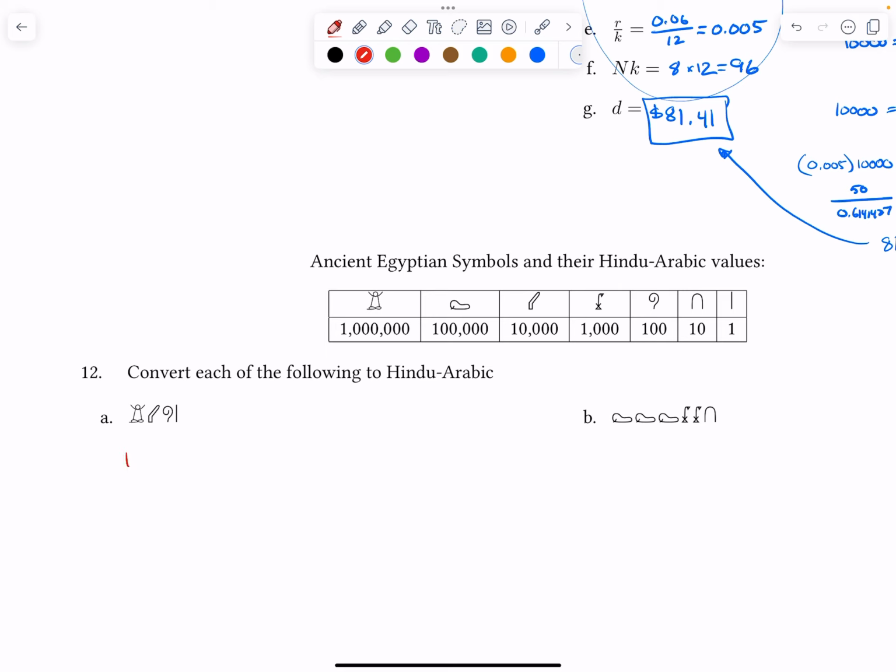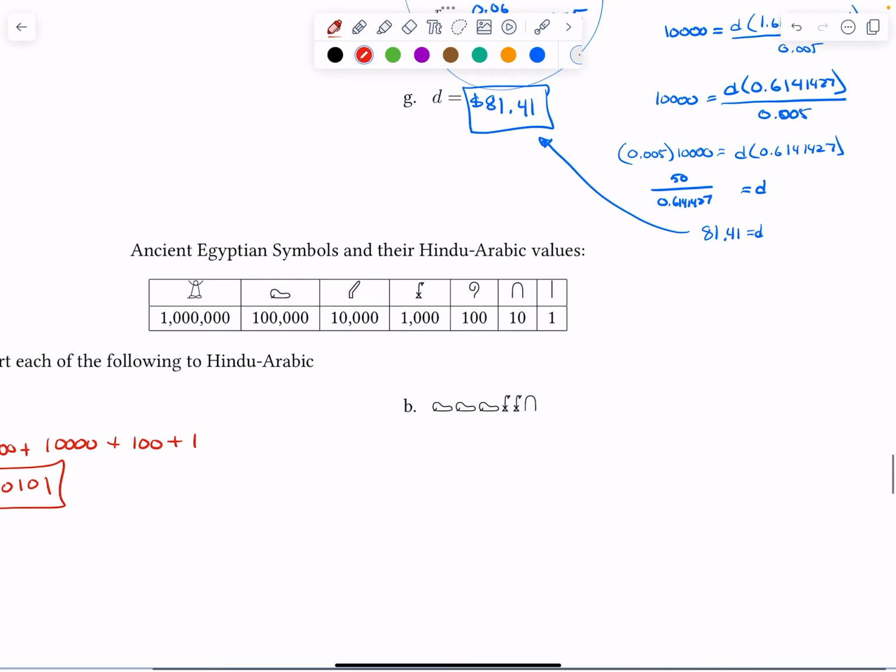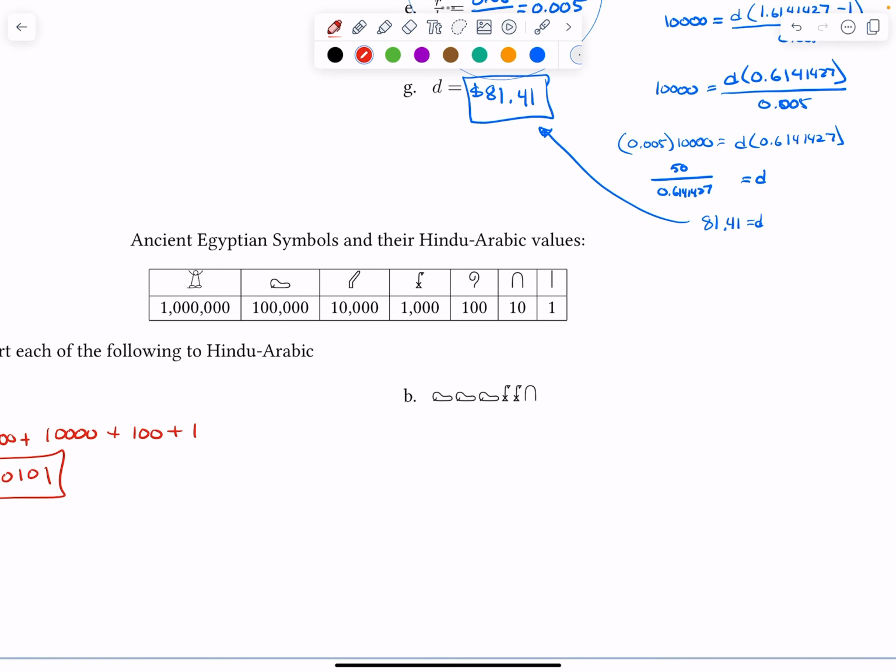So we have an astonished guy plus a finger, plus a coil of rope, plus 1 left over, so 1010101 is the answer to that. Here I've got 3 tadpoles or 3 fish, whatever they are, so that's 300,000. 2 lotus flowers, so 2,000 for the 2 lotus flowers. 1 heel bone, so 302010. Lovely.